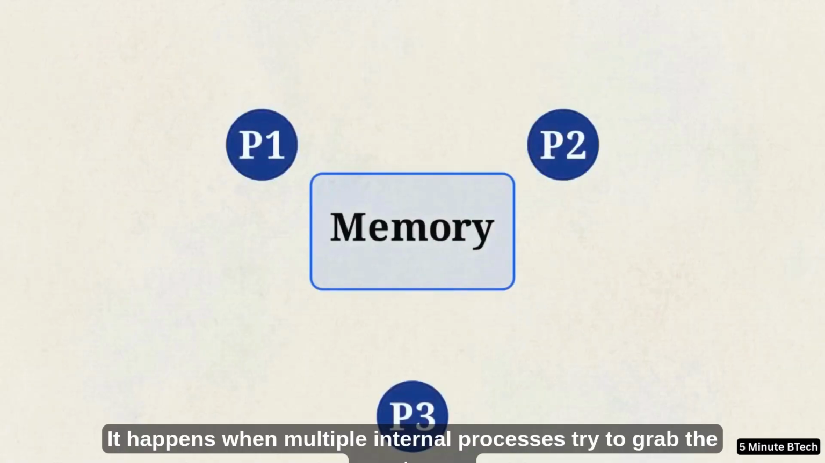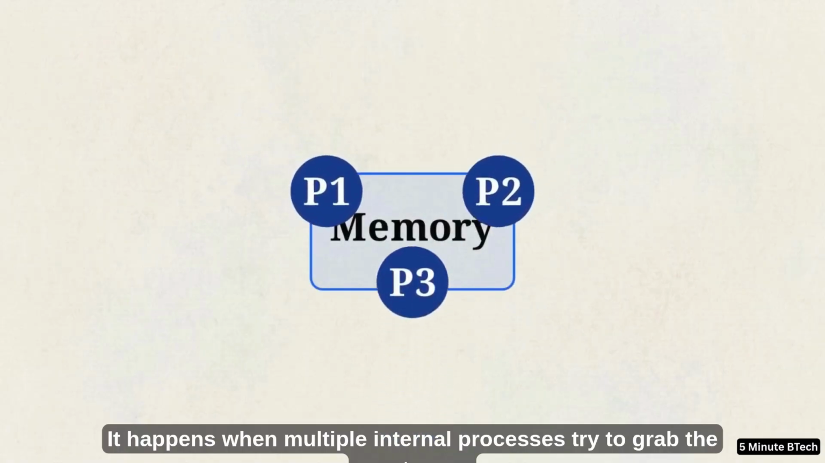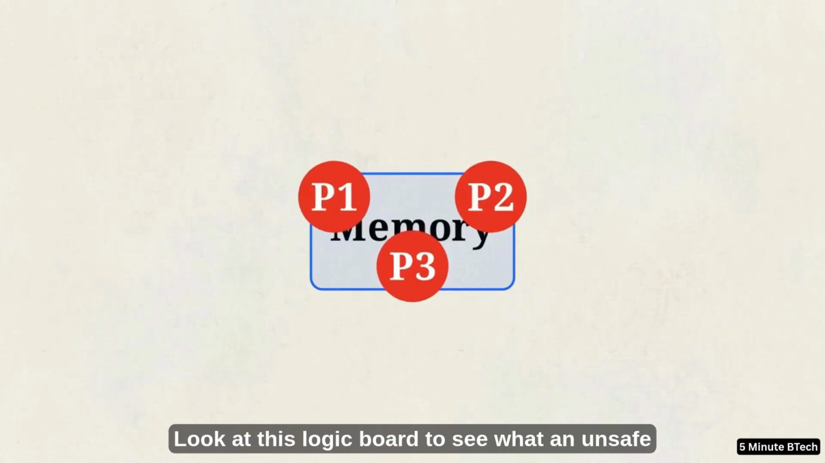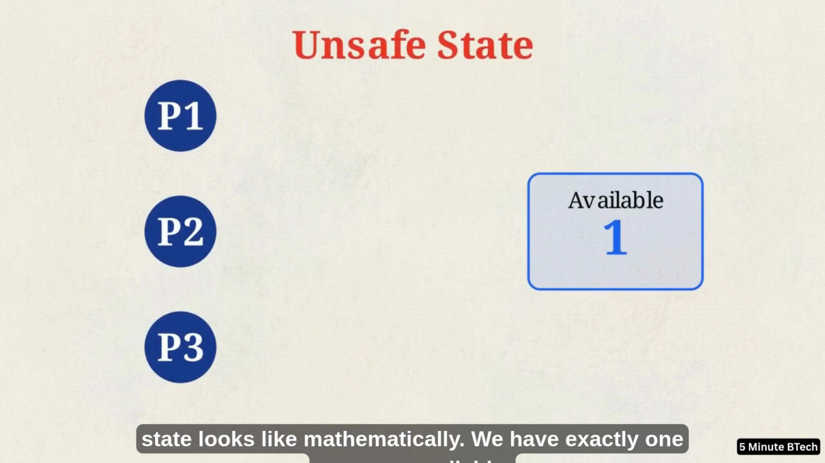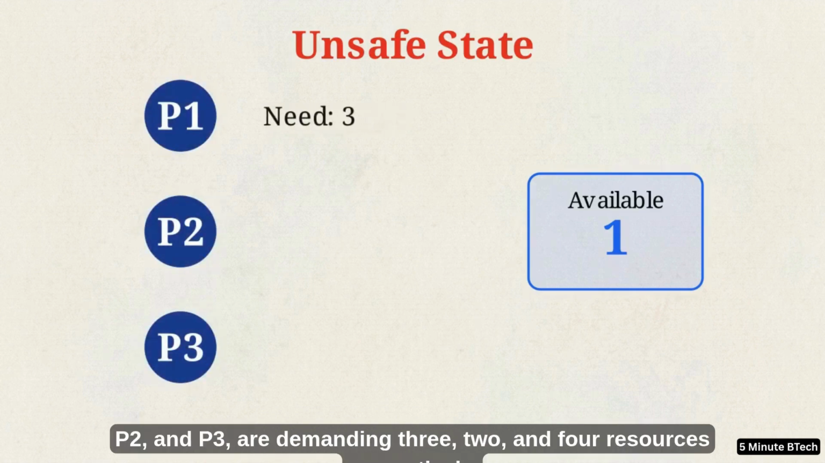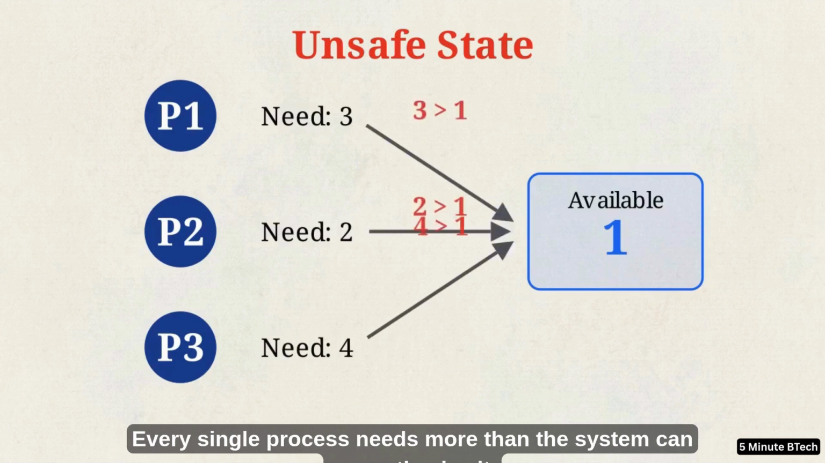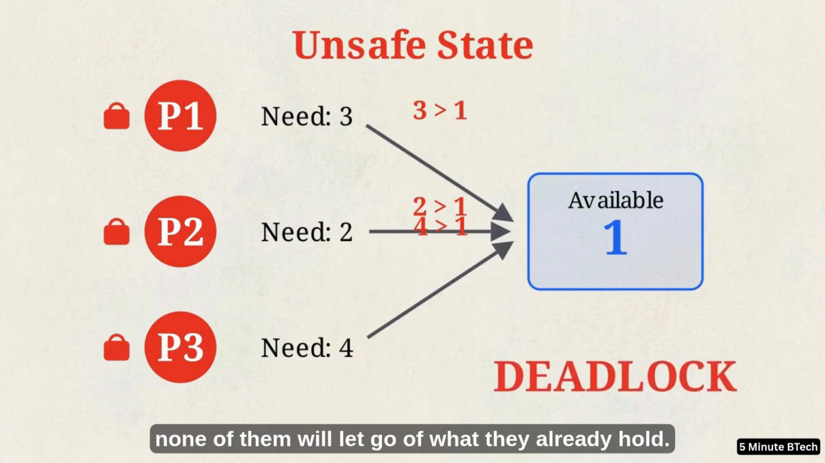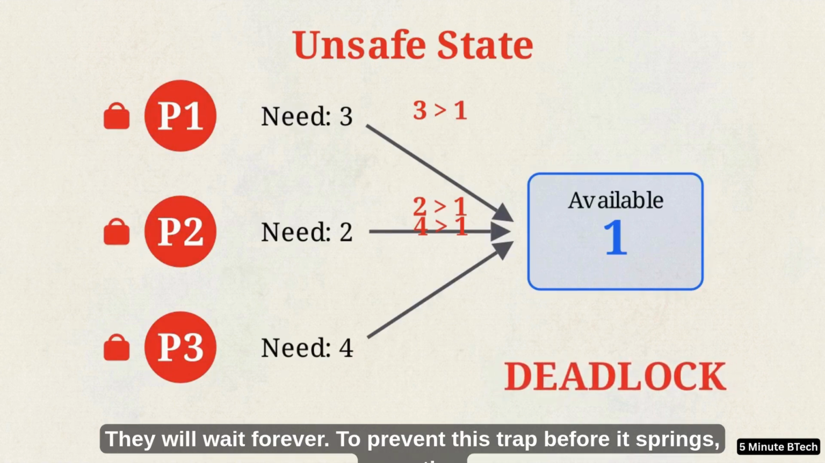It happens when multiple internal processes try to grab the exact same limited memory or processing power at the exact same time. Look at this logic board to see what an unsafe state looks like mathematically. We have exactly one resource available, but three active processes, P1, P2, and P3, are demanding 3, 2, and 4 resources respectively. Every single process needs more than the system can currently give it. Because no process has what it needs to finish its task, none of them will let go of what they already hold. They will wait forever.